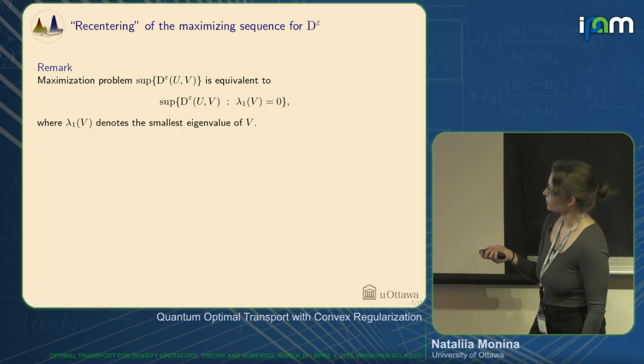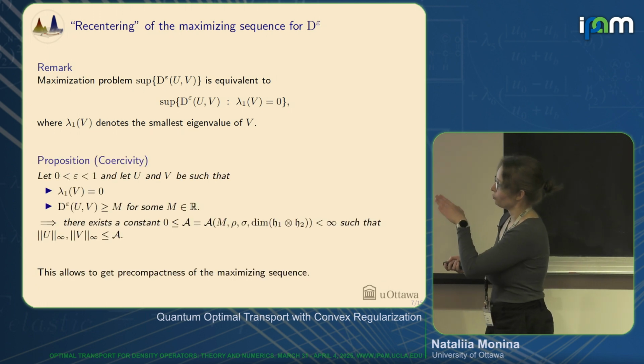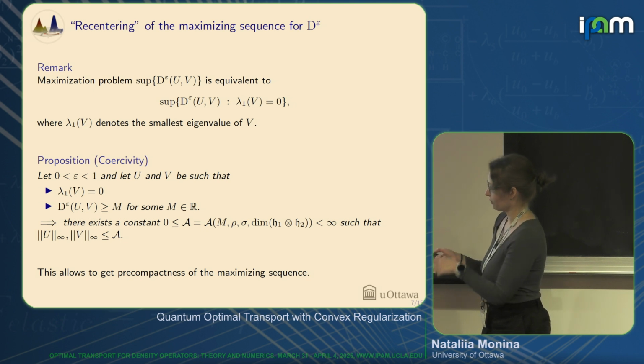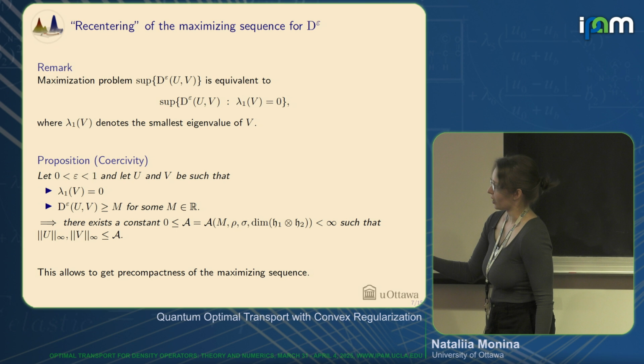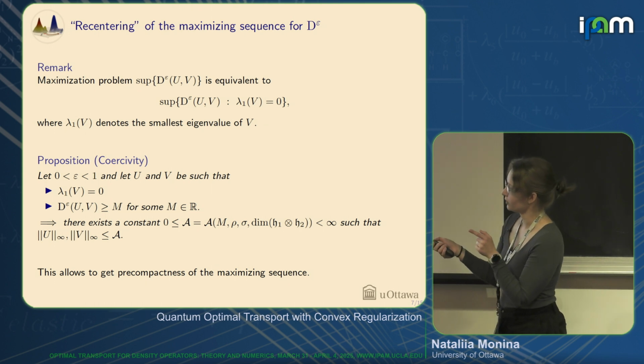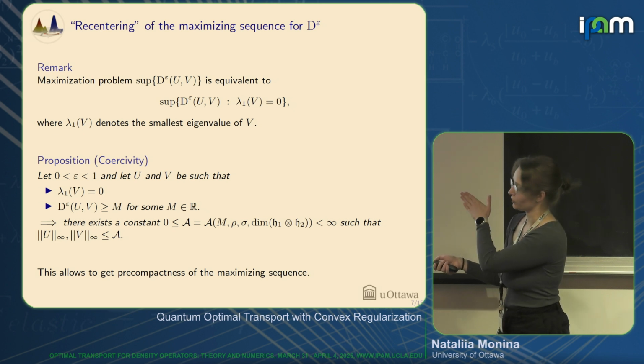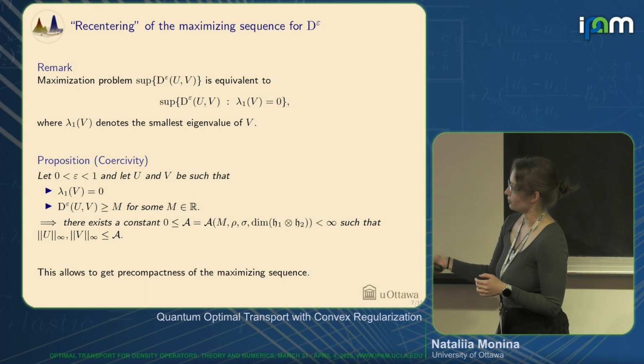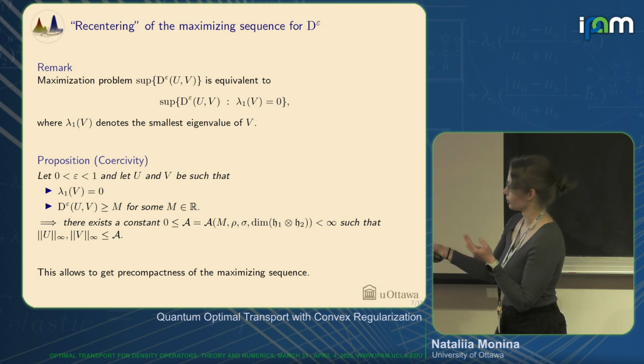What is nice about this is that with this assumption, we can easily obtain a bound on the eigenvalues of U and V. So if U and V satisfy the assumption that V has the smallest eigenvalue 0, and we have a bound for the dual function by some constant m, then we can find a constant that depends on this constant m, on rho, sigma, and the dimension of the tensor product.